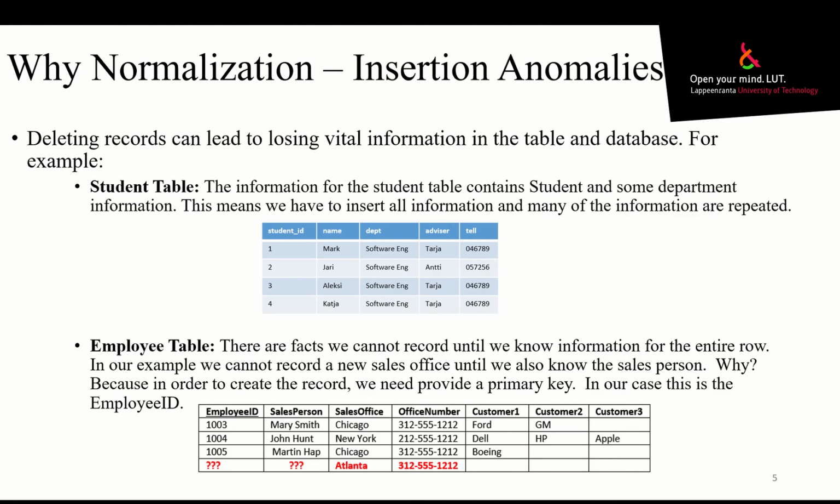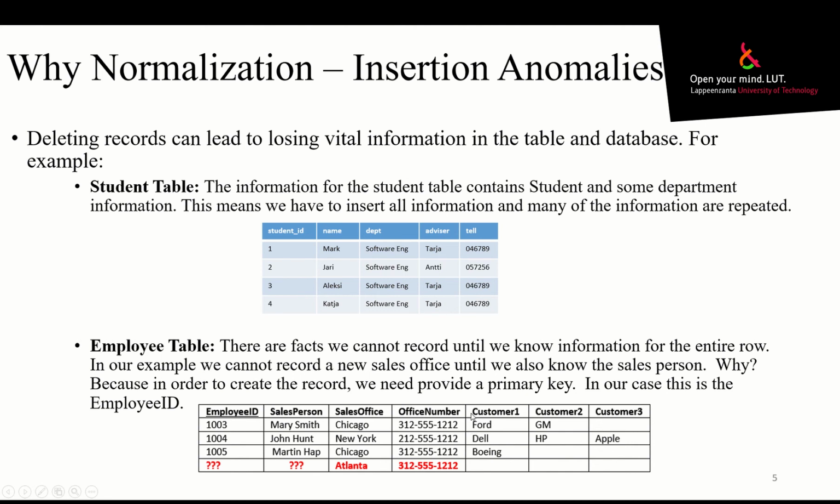So let's talk about the insertion anomaly, for example. Let's say we need to insert information for 10,000 or 4,000 students. It means you have to repeat all these whole columns in each row. That is one of the insertion anomalies I'm talking about. So the repetition and all that.